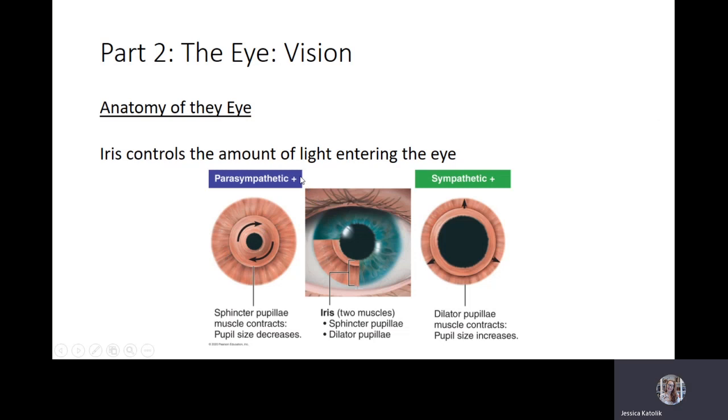Under parasympathetic stimulation, what will happen is the pupil will actually constrict, because the pupillary sphincter will contract and the size of the pupil will actually decrease. And then over here under sympathetic stimulation, what will happen is the dilator muscle will contract and it will dilate.